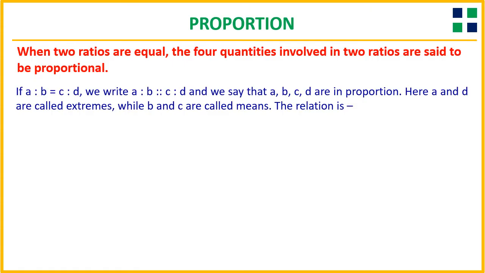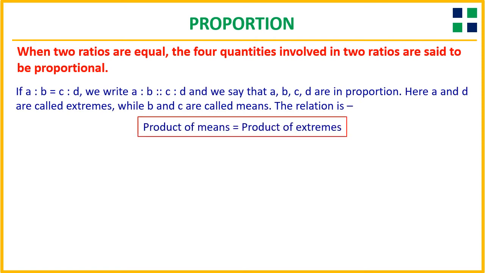यानी आखिरी के दो जो क्वांटिटीज है उसको अपन एक्सट्रीम बोलेंगे और बीच के दो जो है उसको अपन मीन्स बोलेंगे. And the relation between them is something like this. The product of means is equal to the product of extremes.